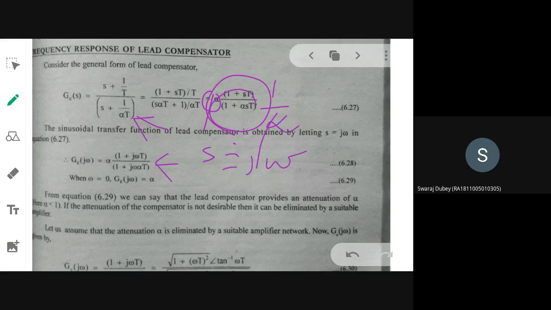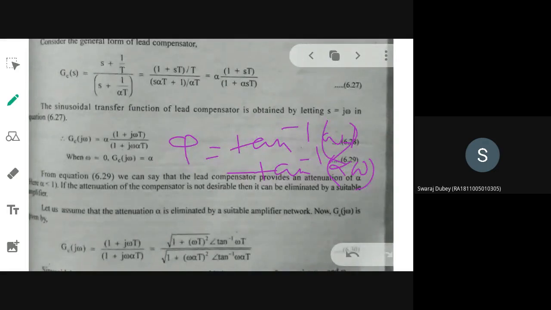Then you will be getting this one: 1 plus j omega T divided by 1 plus j omega alpha T. Then you have to write the magnitude expression by taking real part squared plus imaginary part squared, divided by 1 plus omega alpha T the whole square. This is your magnitude expression. And the phase angle also you have to write in the same fashion. What will be the phase angle? Tan inverse of omega T minus tan inverse of alpha omega T. Okay. So this is what you have got for magnitude and phase angle.